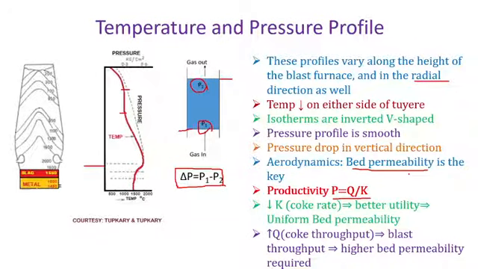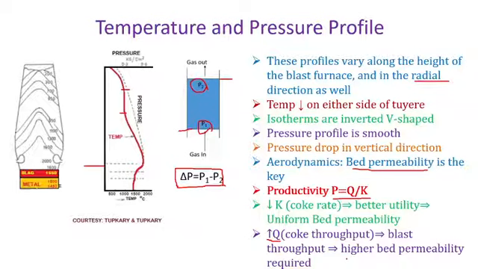If with a fixed coke rate you want to increase the productivity, then we need to go for higher coke throughput, means higher Q. If you go for higher Q, then we have to increase the blast throughput in the blast furnace for combustion of that coke. Increasing the blast throughput will increase the pressure drop. So uniform bed permeability should be maintained.